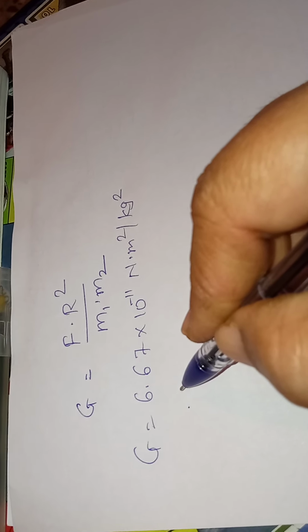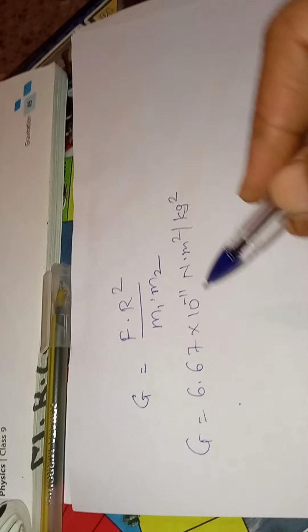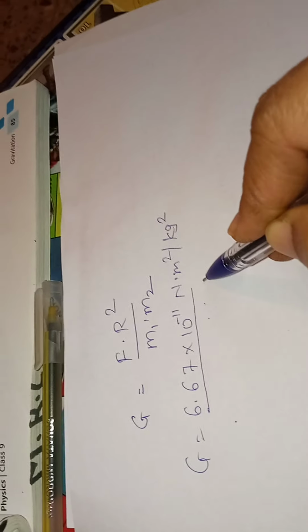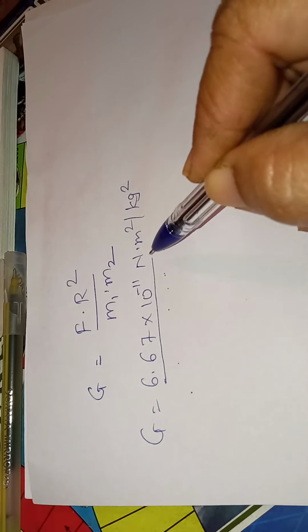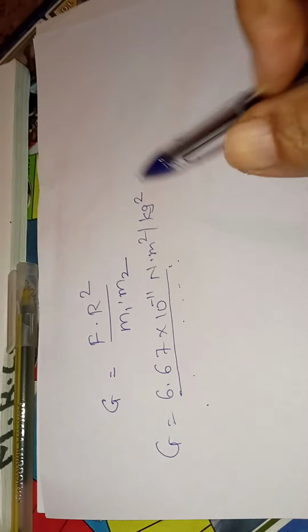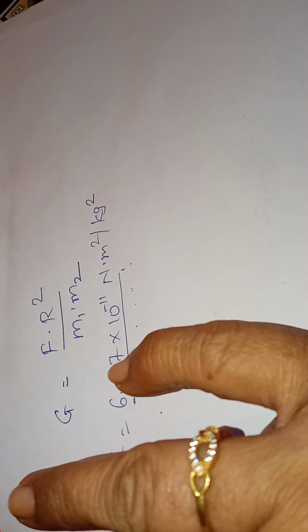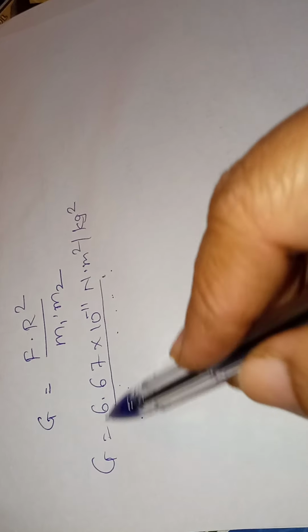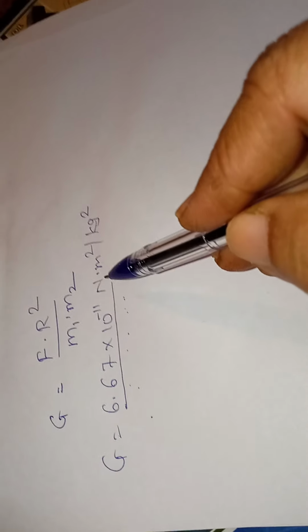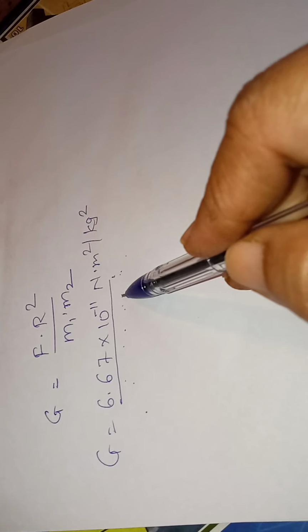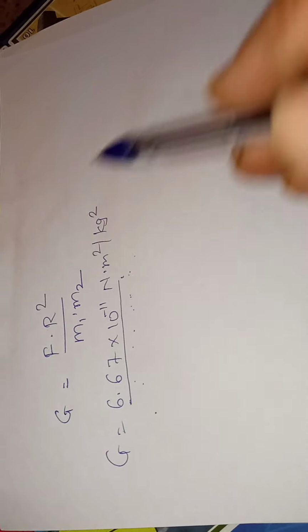See, one important piece of information: if the value of G becomes 10 times its present value, this is the present value of G, means if we multiply this value by 10, then what will happen? Then we would be crushed into the floor by Earth's attraction.